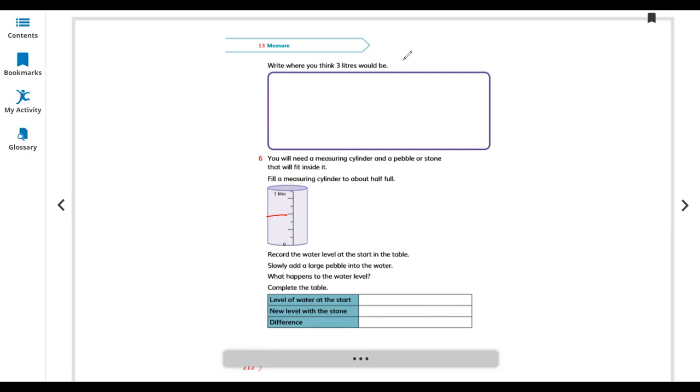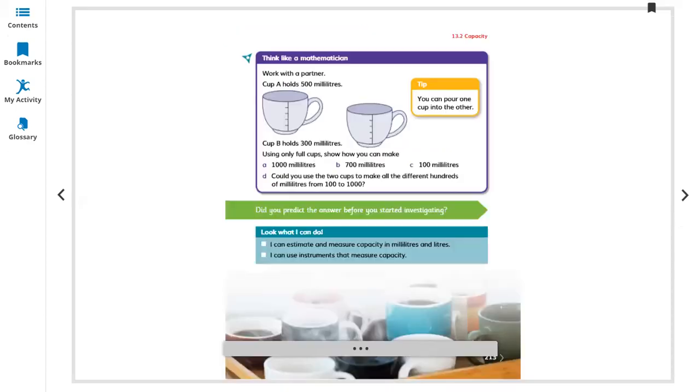This is question number 6 also, a learner activity, so you can do it yourself. Think like a mathematician. You can see here 2 cups.